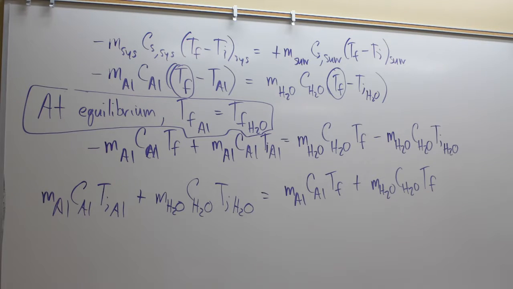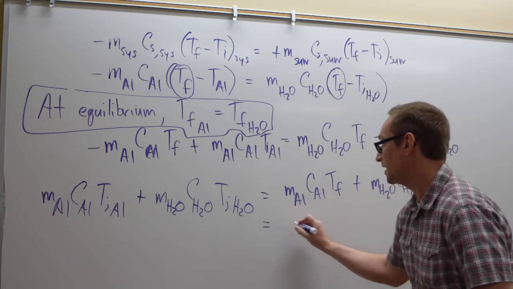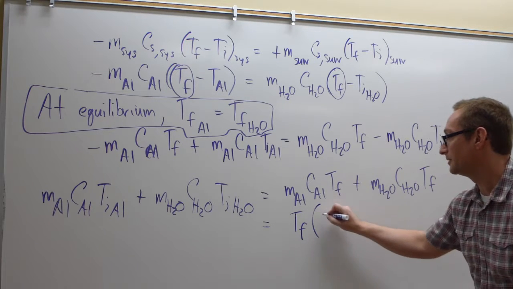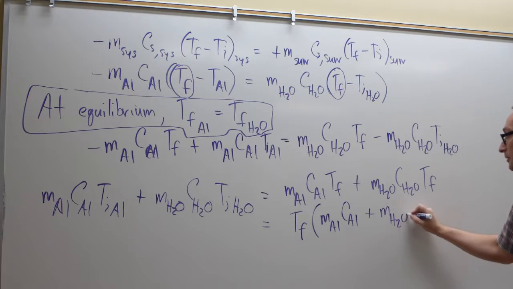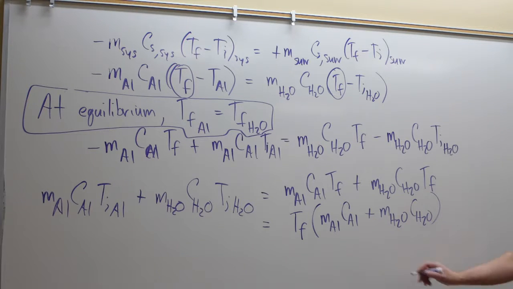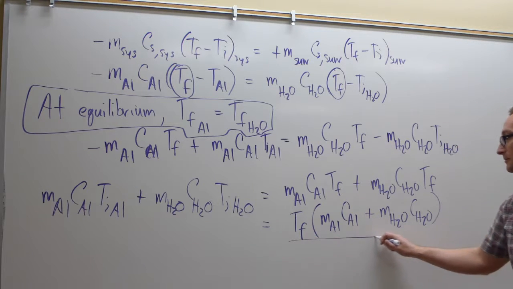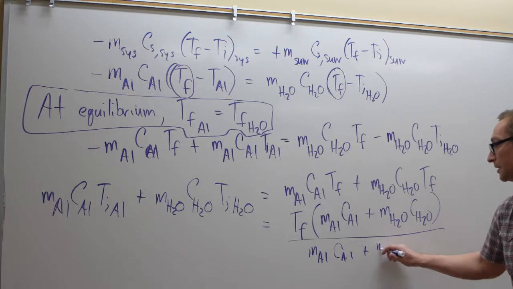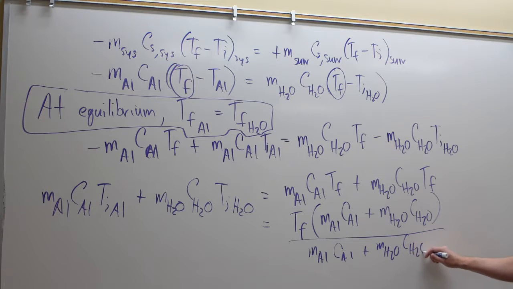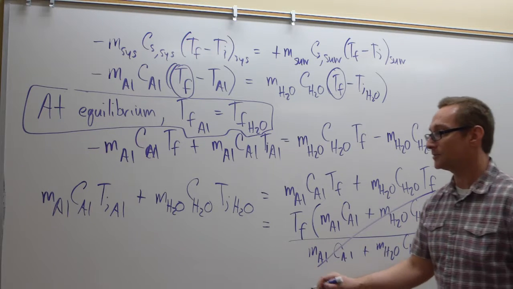Now this should look like it's ready to happen, right? What could I do with the TF here? I can factor it back out, right? So this is the same as saying TF times M aluminum, C aluminum, plus M water, C water. And now I can divide both sides by M aluminum, C aluminum, plus M water, C water. That gets rid of that, and it comes over here.